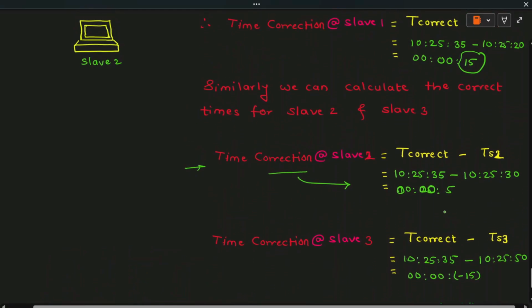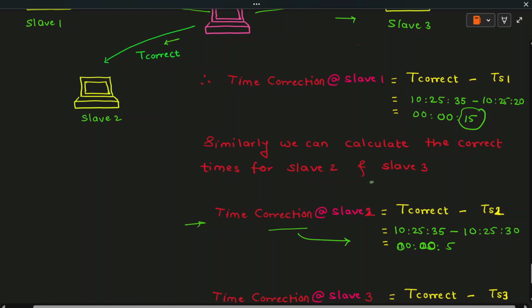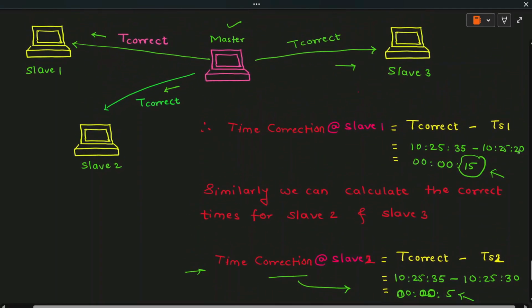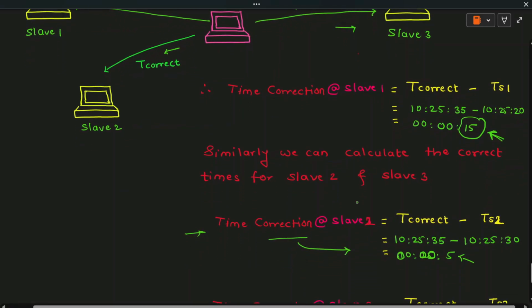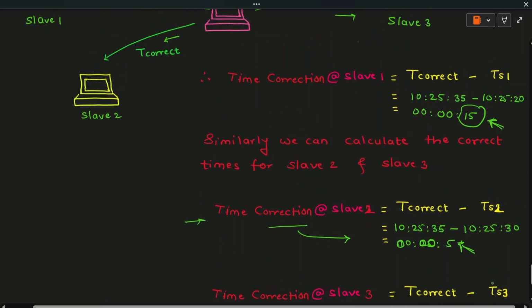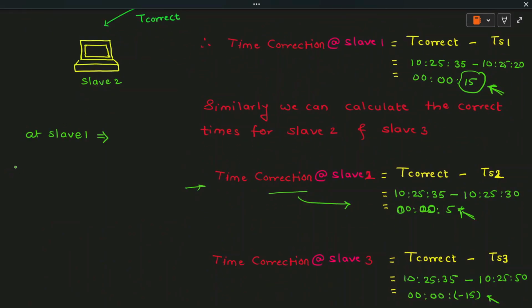Now for TS1 the value is going to be 15 seconds. For TS2 the value is 5 seconds, and for TS3 it is minus 15 seconds. So for slave 1 we need to adjust the time by 15 seconds. At slave 2 we are going to adjust the time by 5 seconds, and at slave 3 we are going to adjust the time by minus 15 seconds.